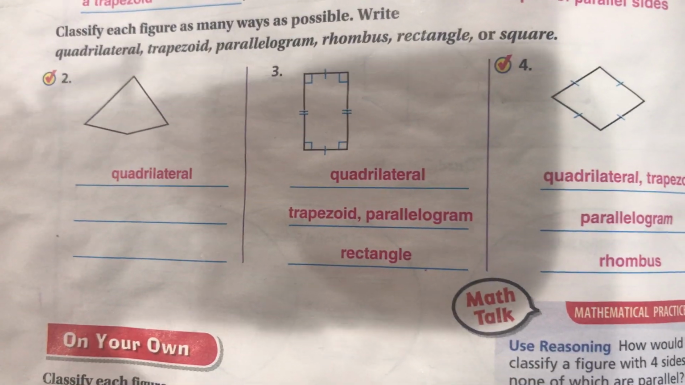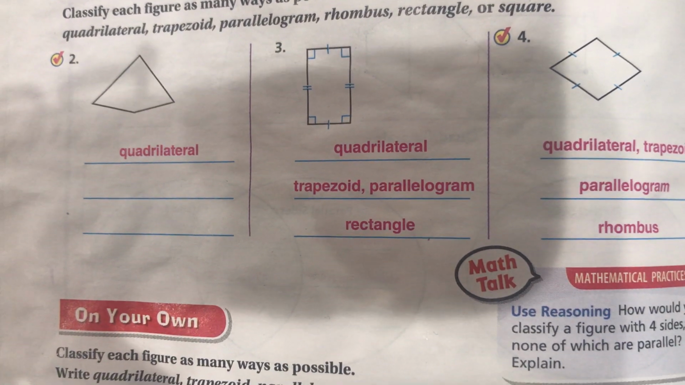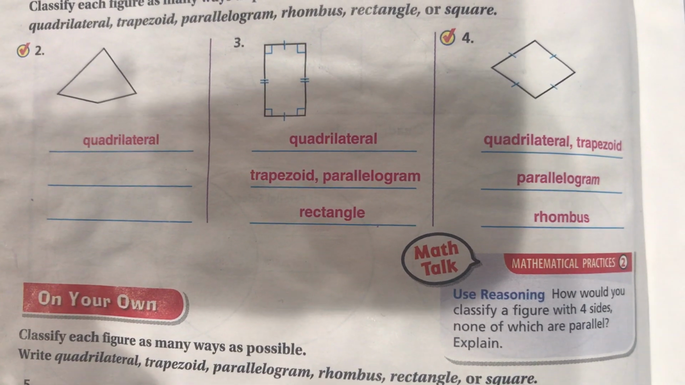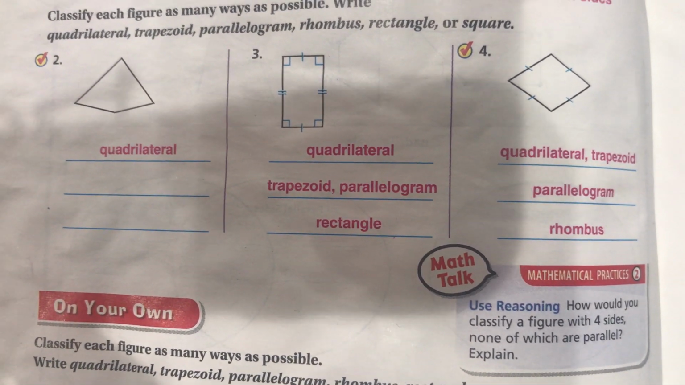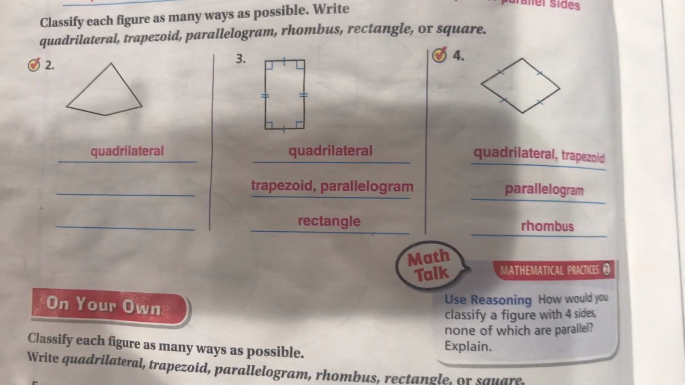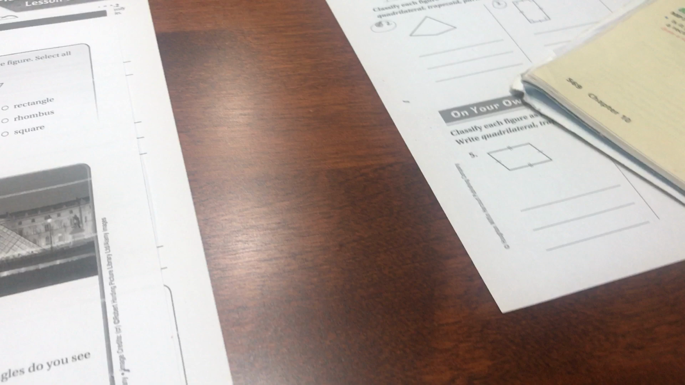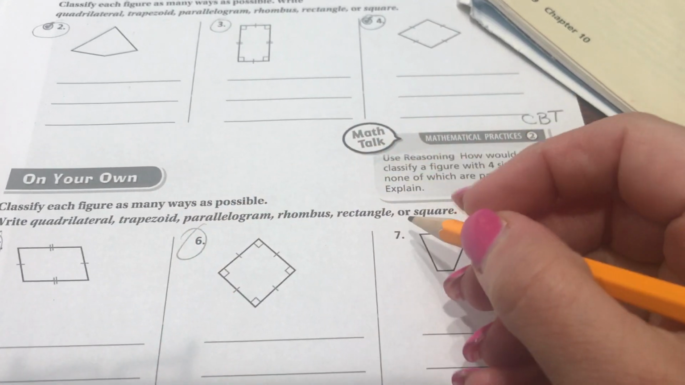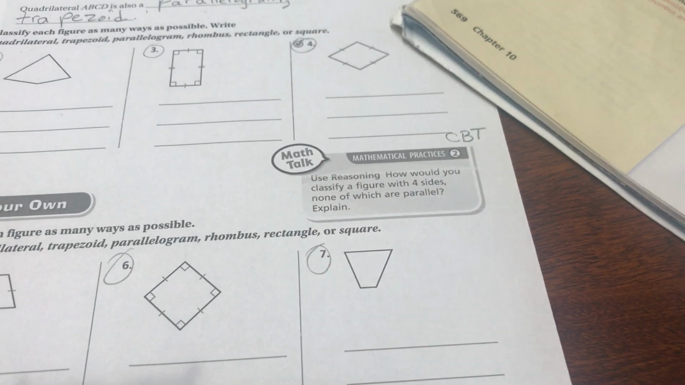All right, guys, back again. So here we go. Here are the answers to the ones that you just gave a try. So number 2, there's number 3, and number 4. How'd you do? All right, great. Pause the tape again. You're going to do numbers 5, 6, and 7. Give it a shot. Go.